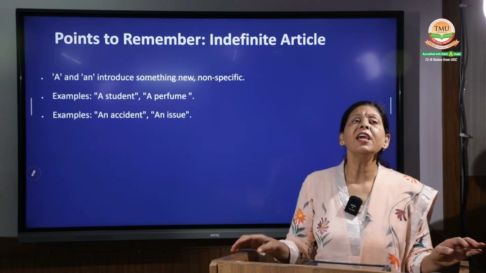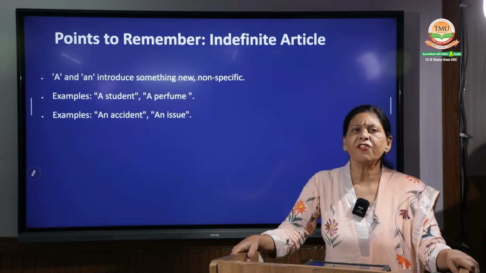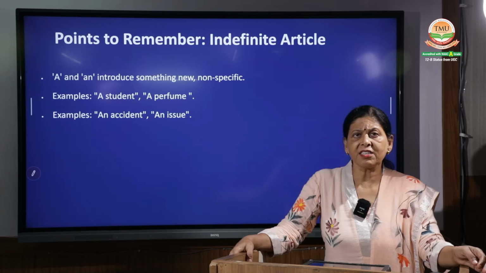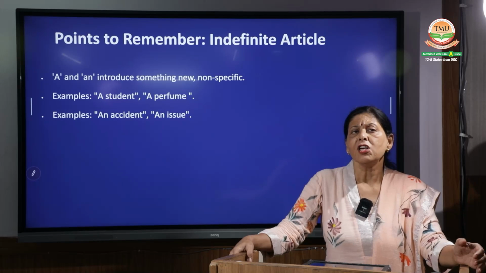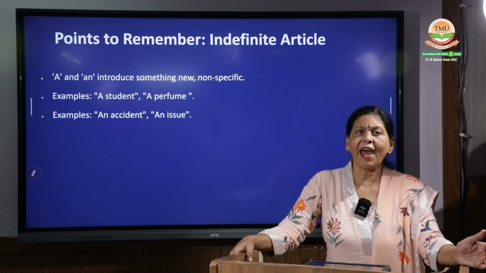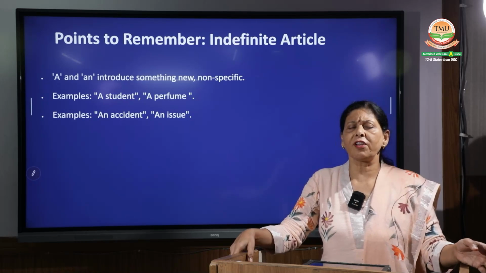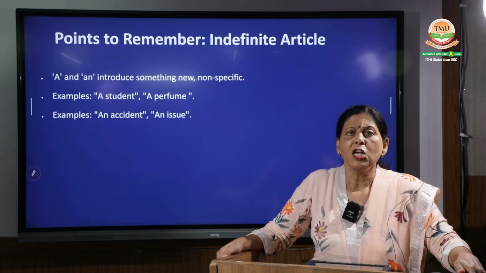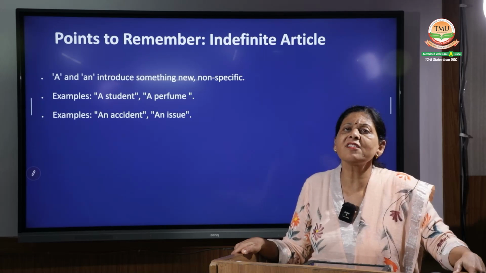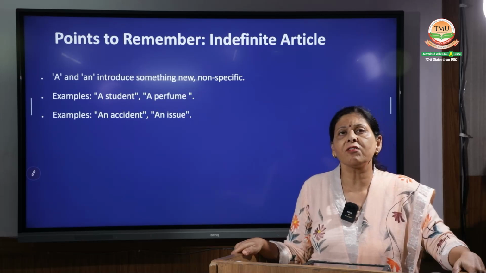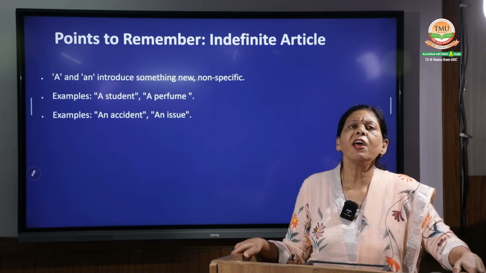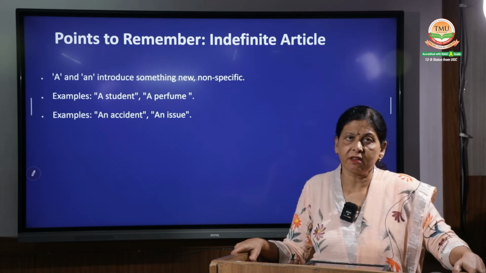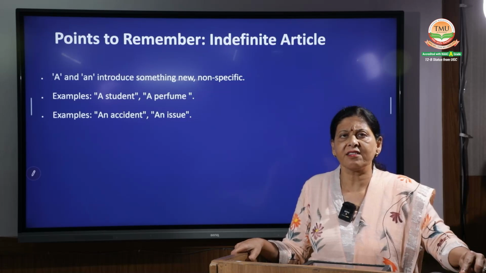What is the superlative degree? There are three degrees of adjectives: positive, comparative, and superlative. Let me give you an example: tall, taller, tallest. When we use the word tallest, it is a superlative degree. Wherever we use the third degree of an adjective, we always place the definite article the in front of it. The highest mountain: high, higher, highest.